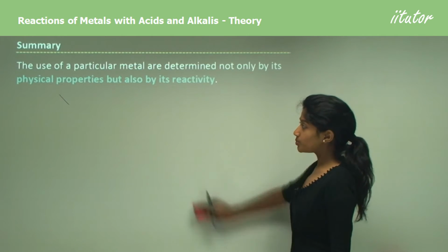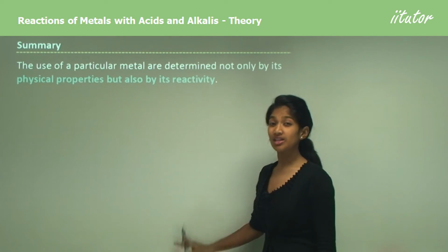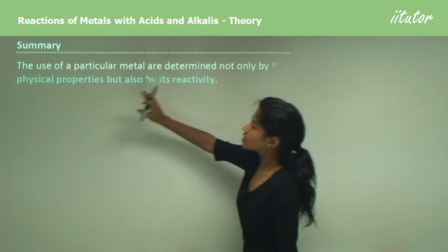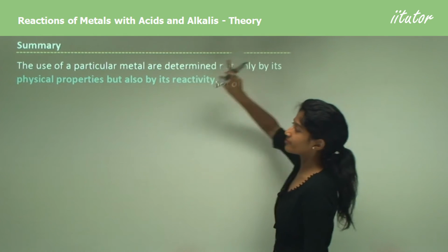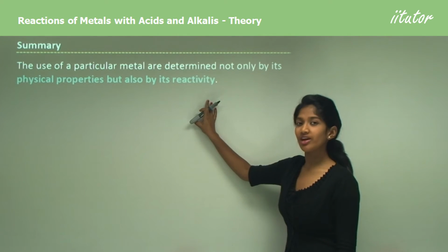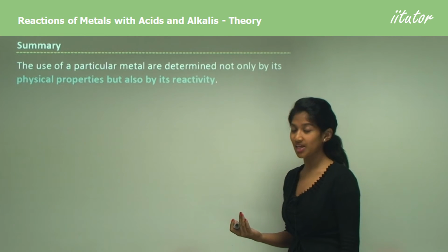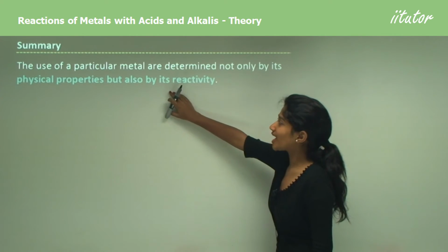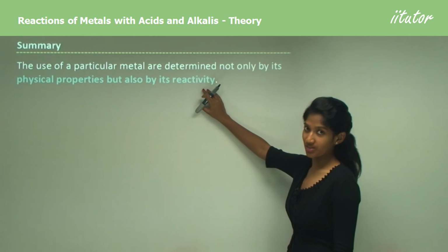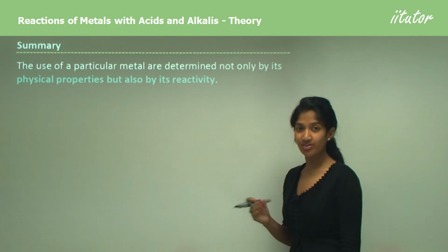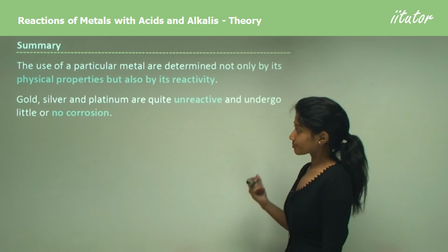Now moving on, we'll just summarize all the information we learned in this topic. The use of a particular metal is determined not only by the physical properties but also by its reactivity. So in this topic, we learned mainly about reactivities of metals, and also how reactivity can benefit its use. For example, gold is so unreactive and therefore it is used mainly for jewellery.